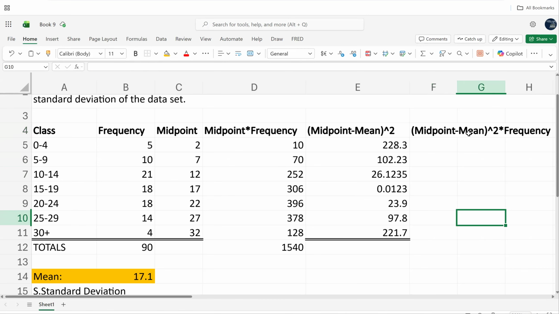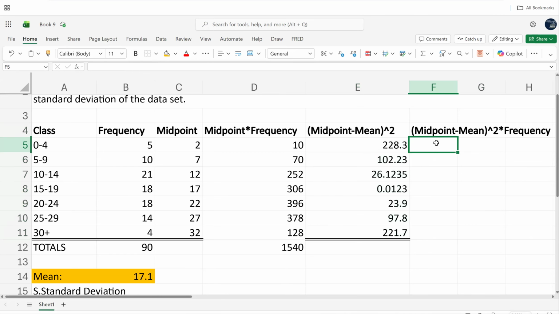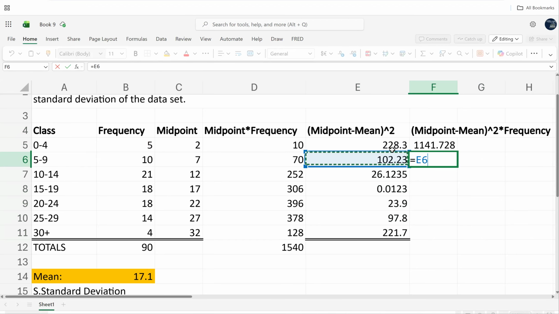So we did the midpoint minus mean squared. Those are all these numbers right in here. Beautiful. The next step is take each of these numbers and multiply it by the corresponding frequency. So this is actually a lot easier than it looks when I wrote down the column header. I'm going to literally just take this number here times frequency. That's all I'm going to do. So equals this times this.